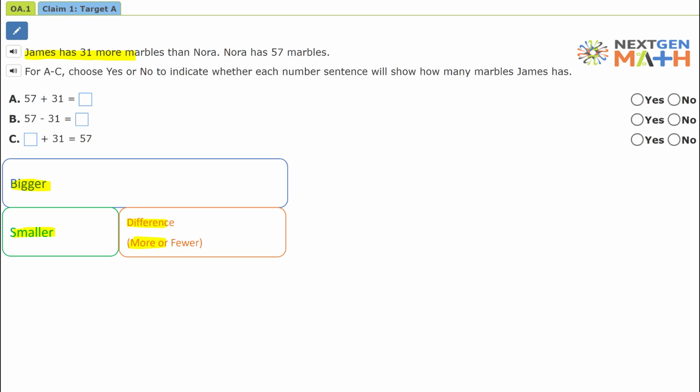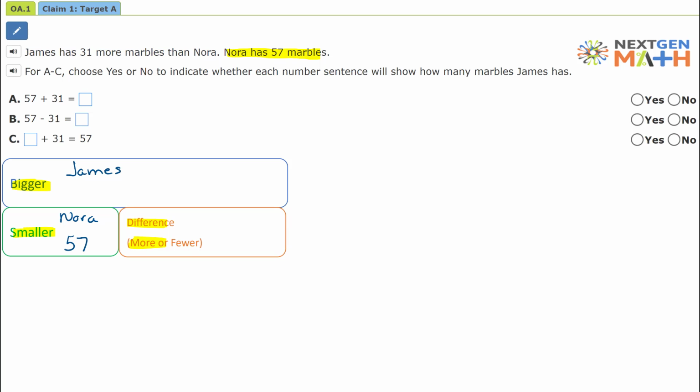James has 31 more marbles than Nora. So who has more marbles? James does. So James has the bigger amount. Nora will have the smaller amount. The problem reads, Nora has 57 marbles. So Nora has 57 marbles, so we know James is going to have more.